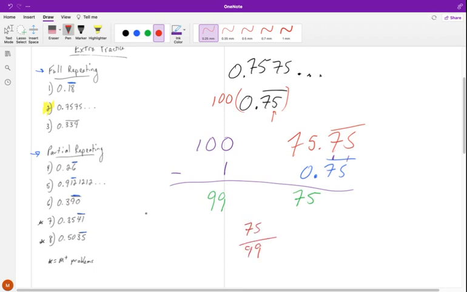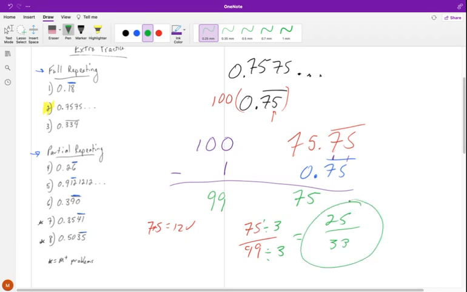Well, I know that 2 doesn't go into both of those because they're both odd. So let me test 3. Well, 7 plus 5 is 12. 12 is divisible by 3. So yes, I know 75 can be divided by 3, and so can 99. So this gives me 25 over 33, and they don't share any common factors after that. So 25 over 33 is your final answer.